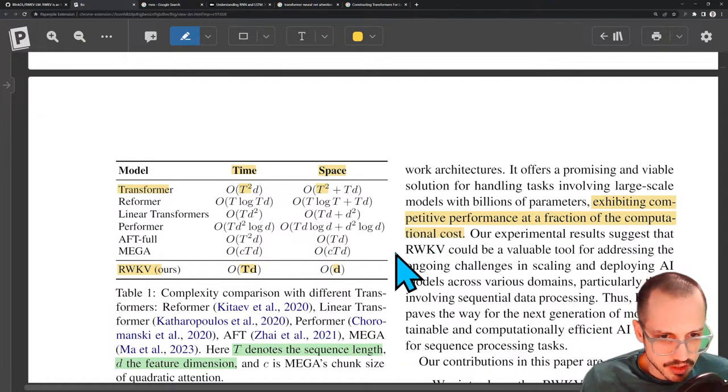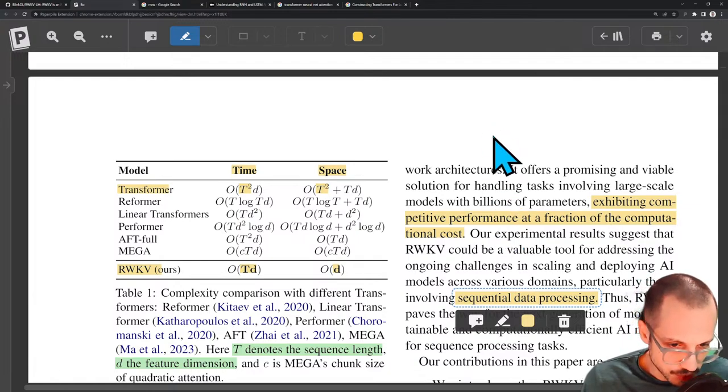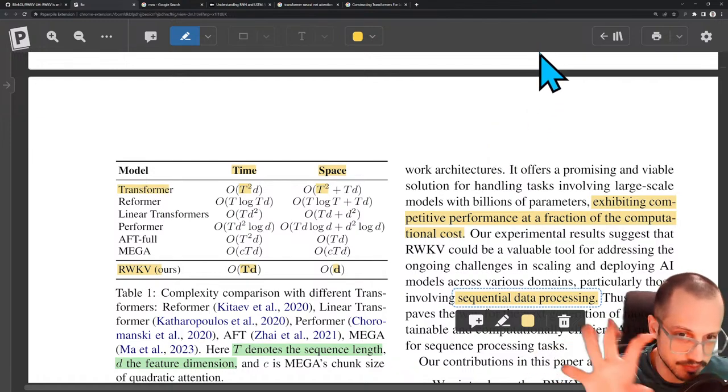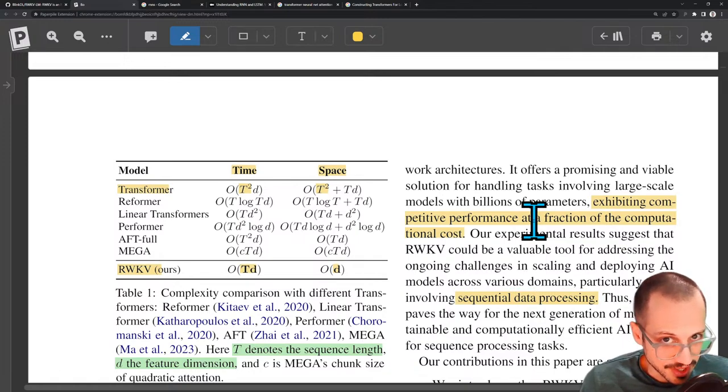Our results suggest that RWKV could be a valuable tool for addressing the ongoing challenges in scaling and deploying models, particularly those involving sequential data processing, and pretty much any kind of task can be turned into some kind of sequence processing task. Image understanding is a sequence processing task if you think of an image as a sequence of patches. Any kind of robotics task is a sequential data processing task. Any kind of video, anything that has time is a sequential data processing task. So basically, everything is a sequence. So that's why you can apply transformers to everything. And that's why you can apply RWKV to everything.